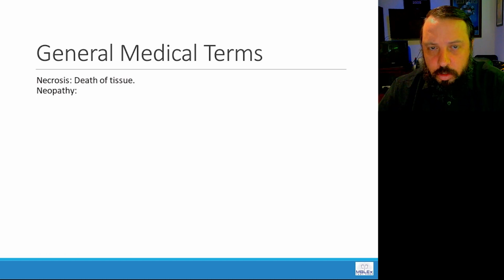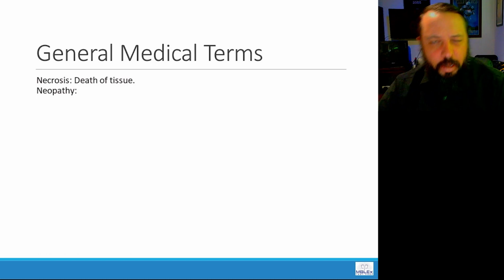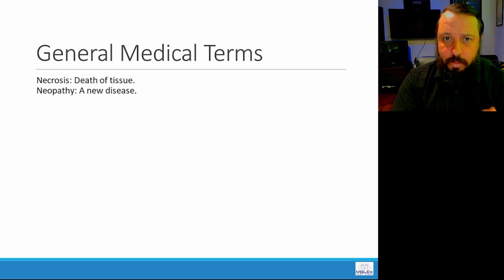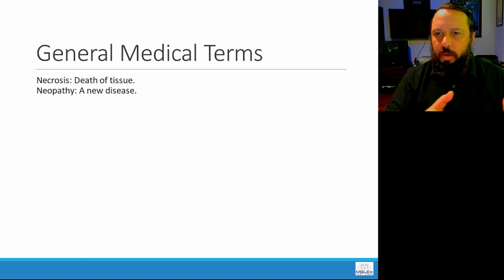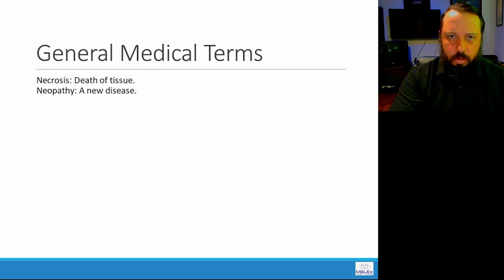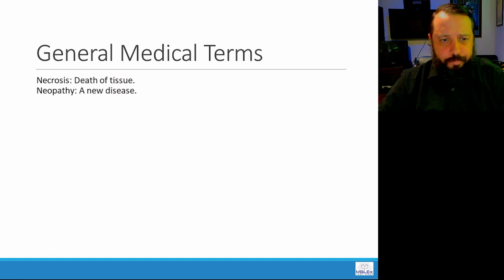Neopathy. So neo, again, don't say matrix. Please don't say matrix. Neo means, like neonatal, means new. And pathy means disease. So it's some sort of new disease. Okay, so if a disease has developed that we are unfamiliar with and we discover it, right, it is considered neopathic. It's a new disease.